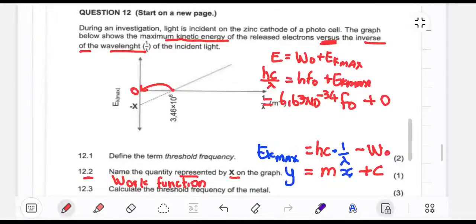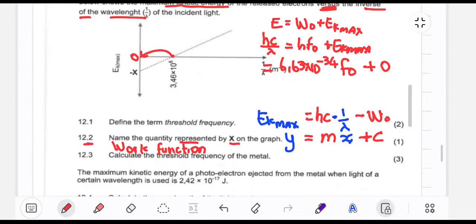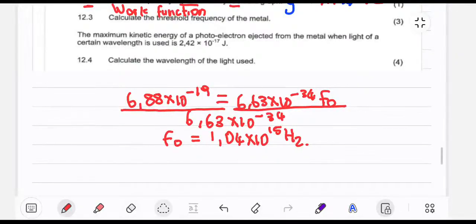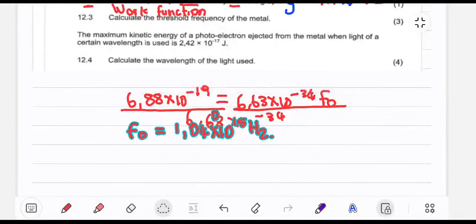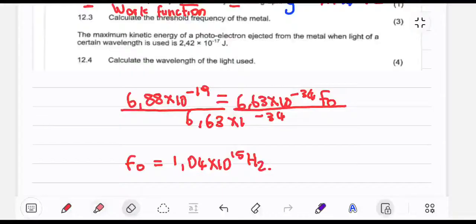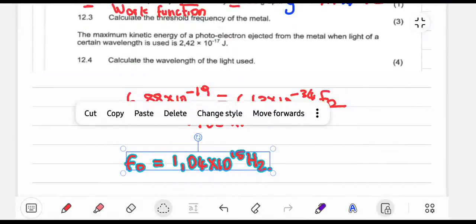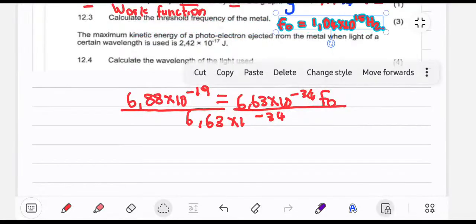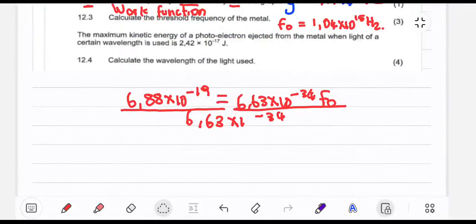I want to erase everything here. I want to take my answer first up there.